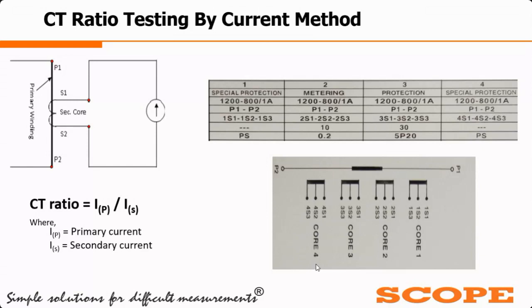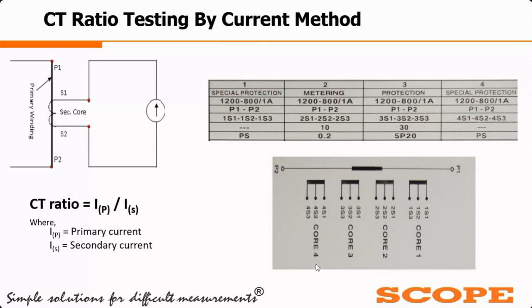Similarly, for other cores like metering cores, protection cores, and special protection cores. And by formula, CT ratio is equal to the primary current that we are injecting through the primary side divided by the secondary current that we need to measure.